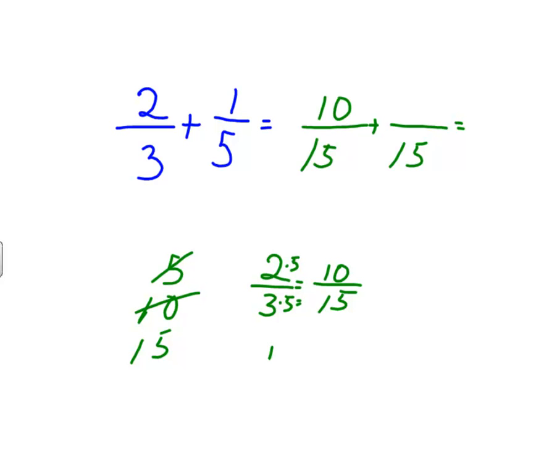The second fraction, 1/5, is equal to something over 15. It's 5 times 3, so 1 times 3 is equal to 3. That becomes 3/15. 10 plus 3 is 13. Bring the denominator over, so our answer is 13/15. And that problem can't be simplified, so we're all done.